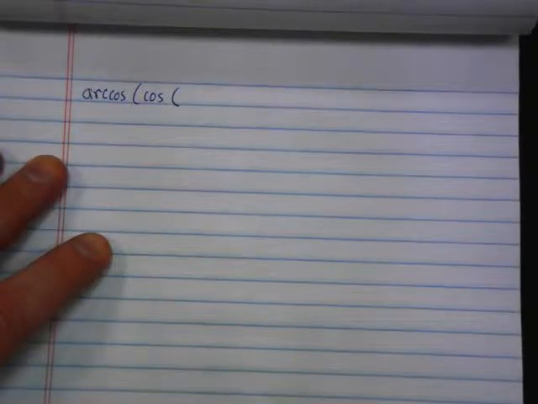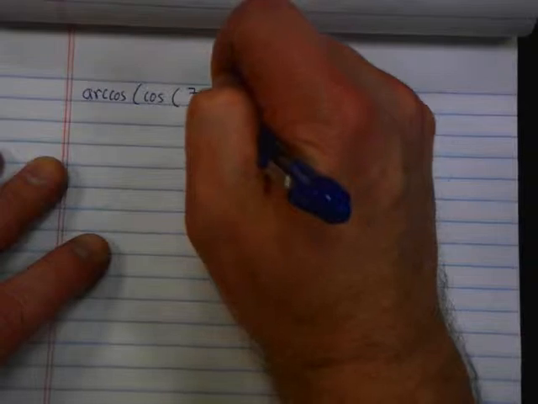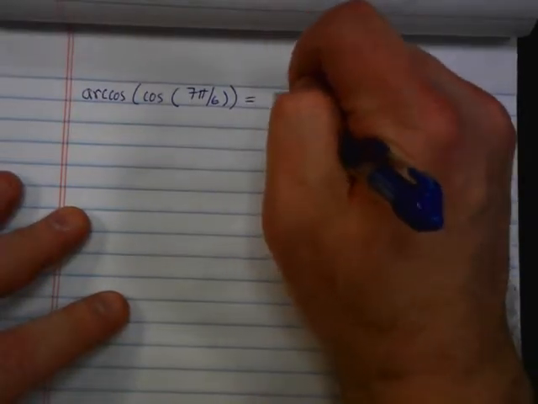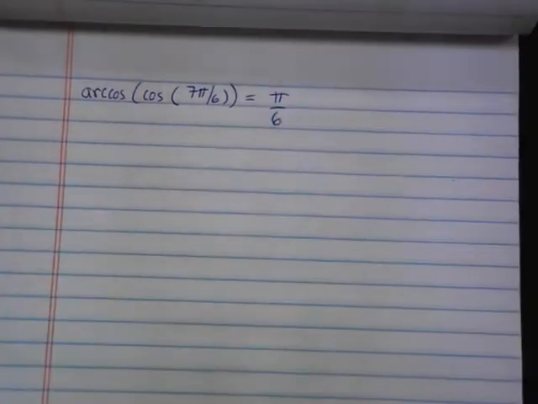How about the arc cosine of the cosine of 7 pi over 6? Pi over 6. What's that? You'll go with pi over 6? Yep. Convince me it's pi over 6.